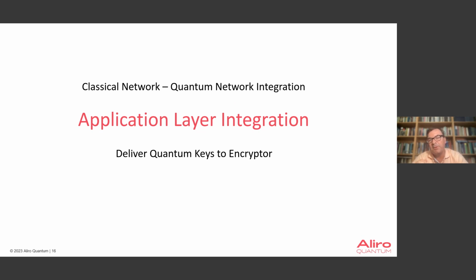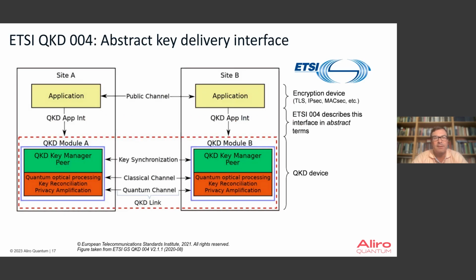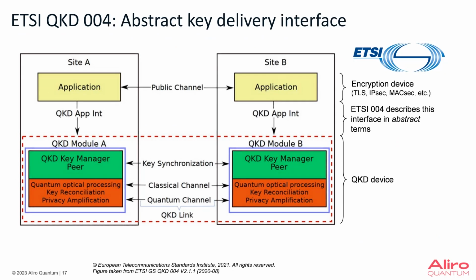Next, I'll discuss integration between the classical network and the quantum network at the application layer. Once again, I'll focus on the quantum secure communications application when I'm talking about the application layer integration. In this case, the job of the quantum network is to generate encryption keys, and the job of the classical network is to do the bulk encryption using those keys. So we need some sort of interface between the quantum network and the classical encryptors to hand off those keys.